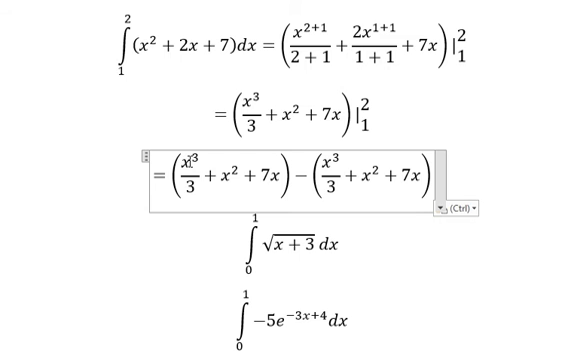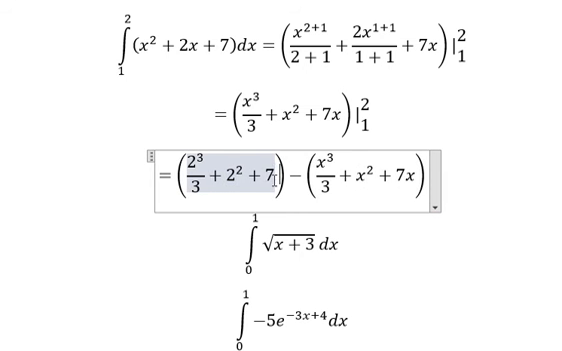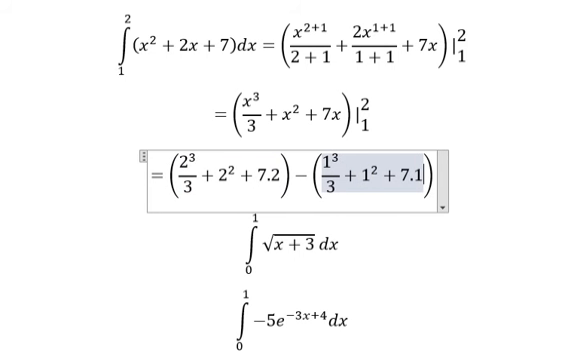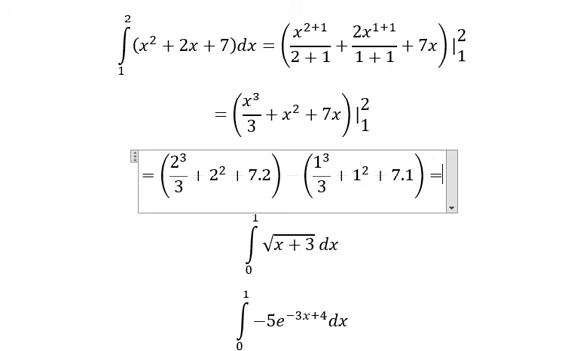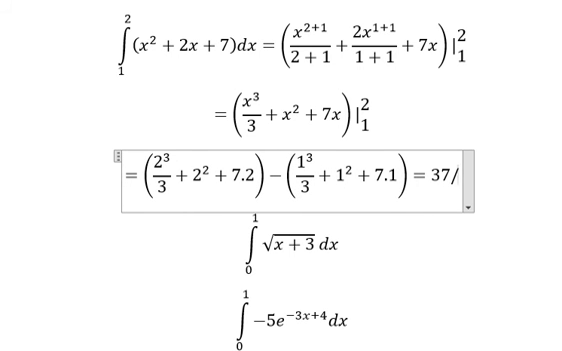So we put number 2 in here. Number 1 in here. And now we can get the final answer. And we have 37 over 3.